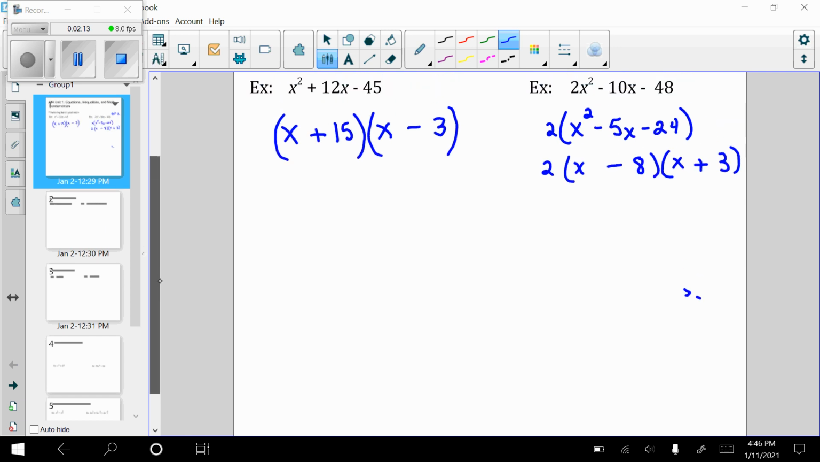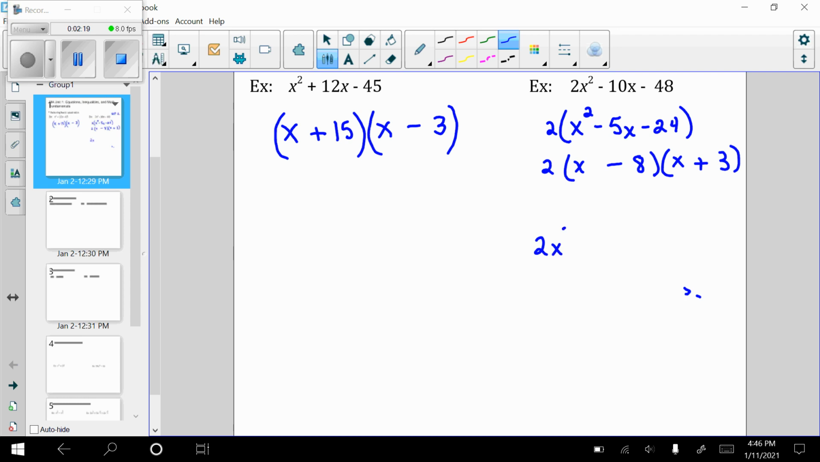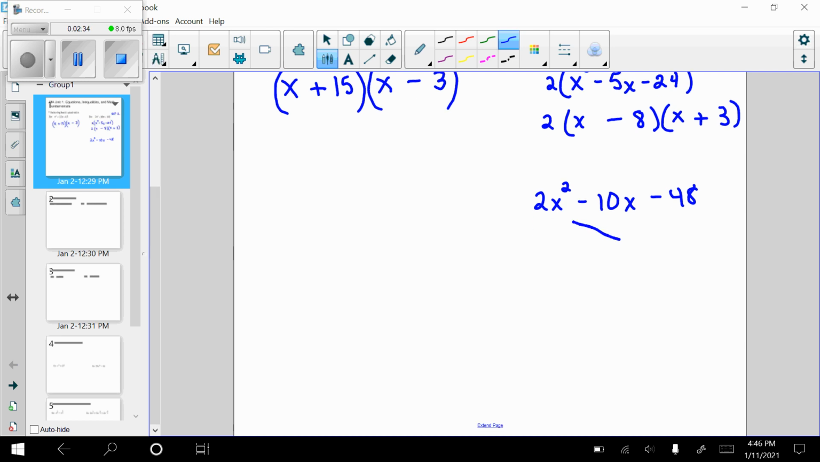Just a little extension on this one. If you forgot to look for the greatest common factor, then you're probably going to go through that method where I call it split the middle term, or a lot of people at LEAD call it the M method. So this is where you multiply your two outside numbers and you get negative 96 x squared. So then you're looking for two numbers that multiply to negative 96 and add to negative 10.